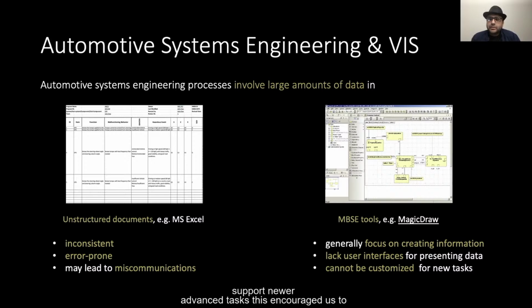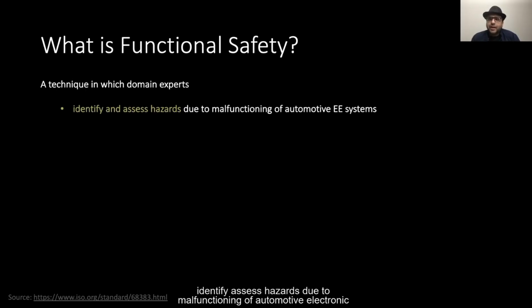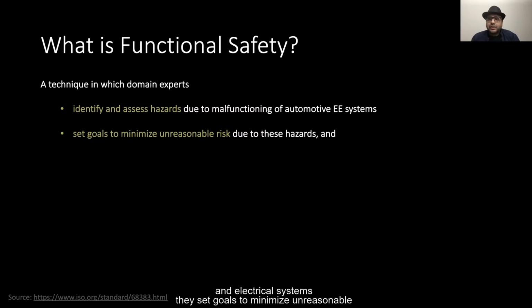This encouraged us to apply techniques in visualization on a critical operation in automotive systems engineering called functional safety. Functional safety is a technique in which domain experts identify and assess hazards due to malfunctioning of automotive electronic and electrical systems. They set goals to minimize unreasonable risk due to these hazards and define requirements to achieve these goals.